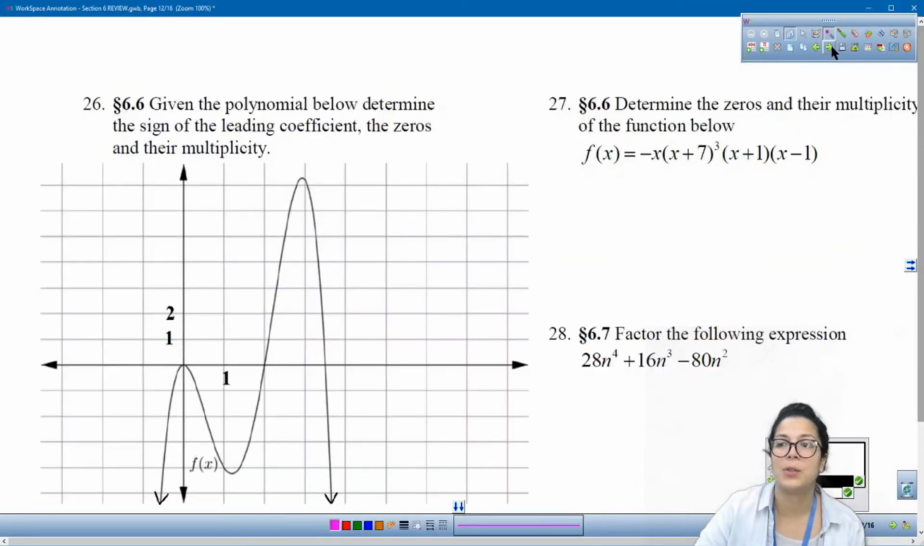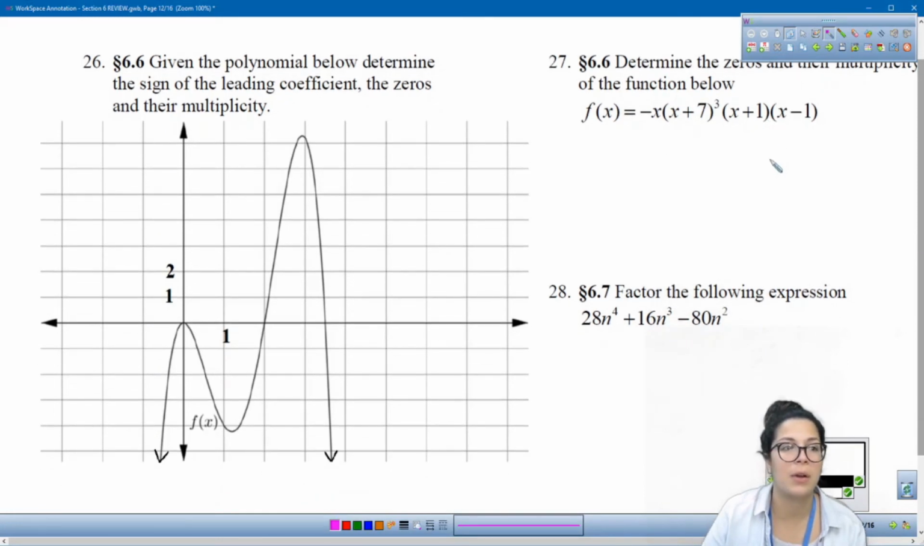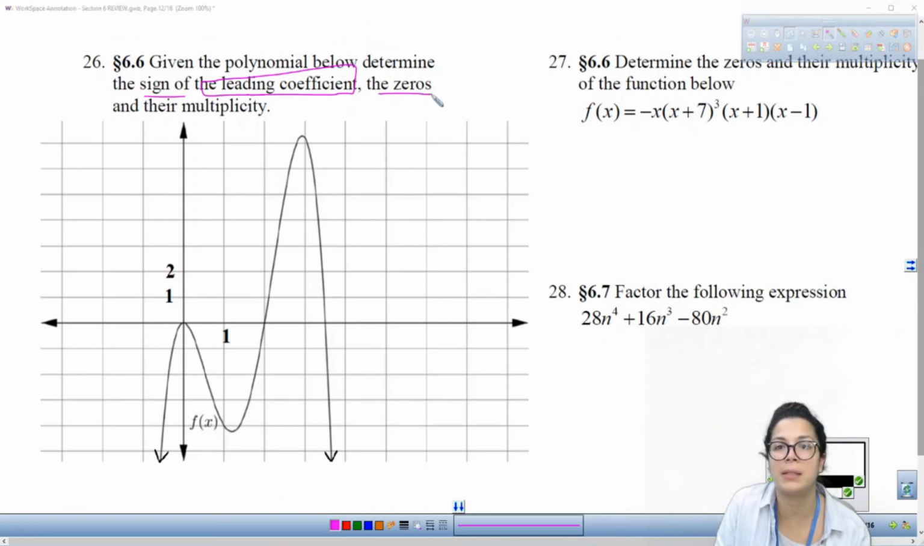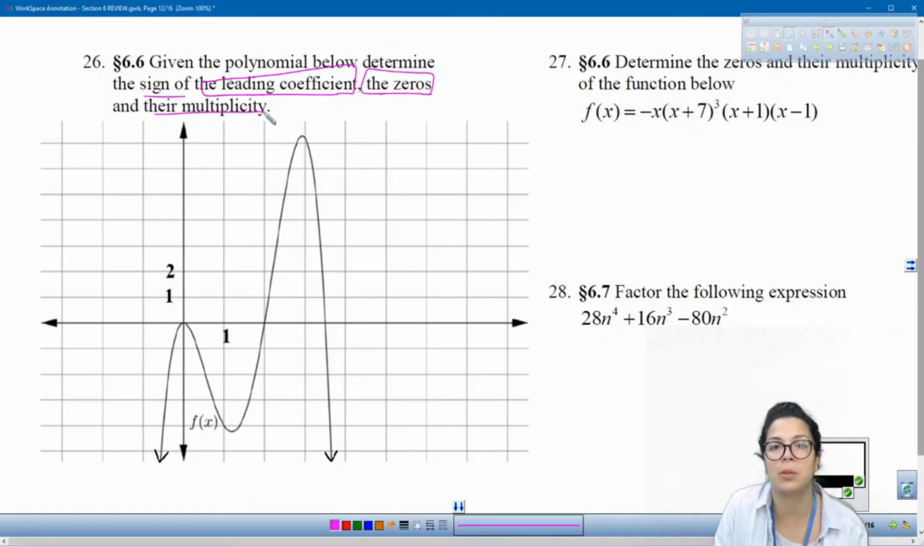All right, 26. So on 26, we need to determine the sign of the leading coefficient, and we need to determine the zeros with their multiplicity. Okay, not that bad. Now, both of these ends are facing down. So I know that the power is even. They didn't ask me about that. But the leading coefficient, because they're both facing down, is negative. So the leading coefficient will be negative.